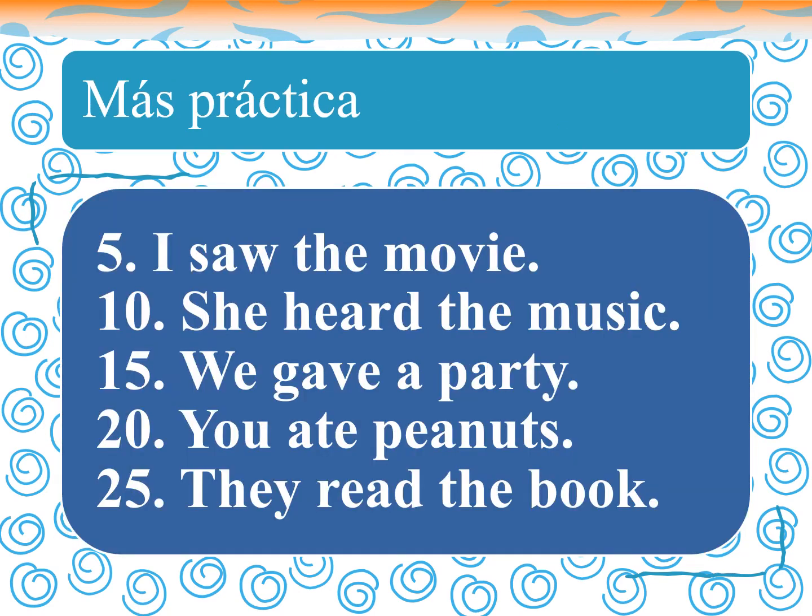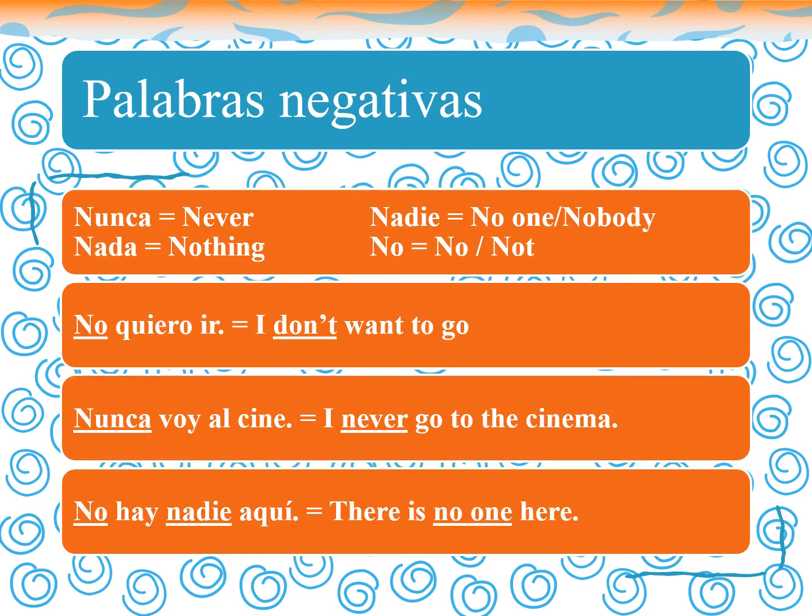Okay, then we'll switch it around a little bit. See if you can translate these sentences from English to Spanish. I saw the movie. She heard the music. We gave a party. You ate peanuts. They read the book. Pause the video for some time to work, and I'm going to give you the translations right now. Yo vi la película. Ella oyó la música. Nosotros dimos una fiesta. Tú comiste cacahuates. Ellos leyeron el libro.